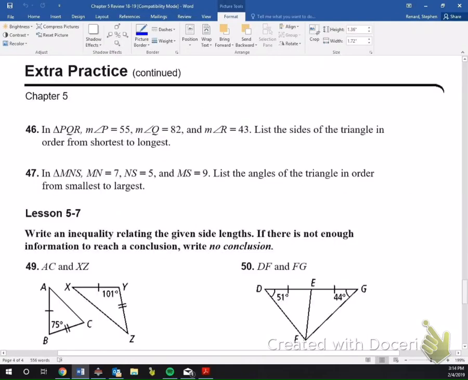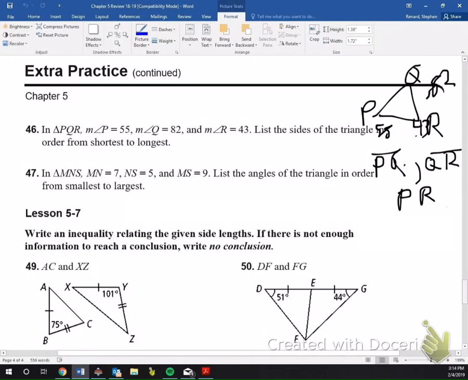46, we're almost there, guys. In PQR, I just sketch the triangle and fill in what I'm given. So I know that angle R is the smallest angle right here, so the shortest side is across from it, PQ. The next one up is 55, across from that, QR. And finally, we have the 82 of angle Q, the biggest angle, so the largest side is opposite that.